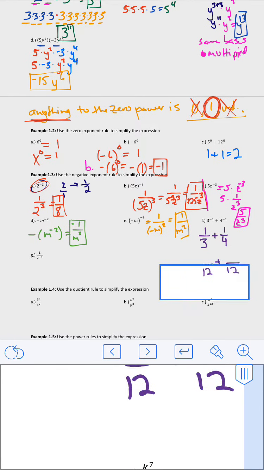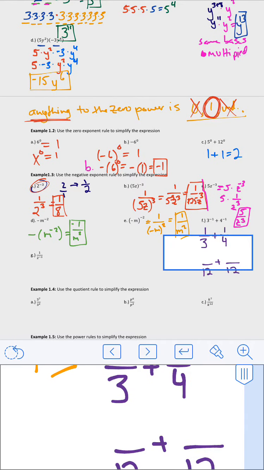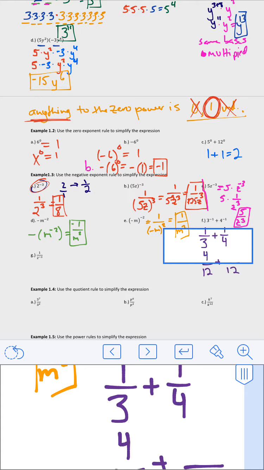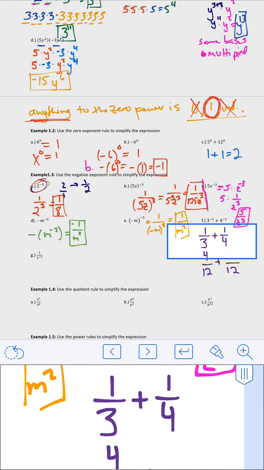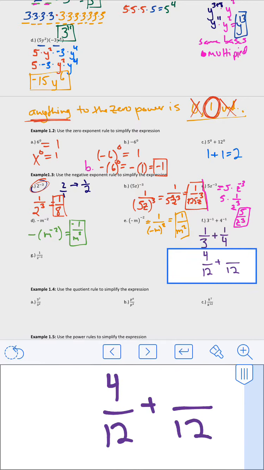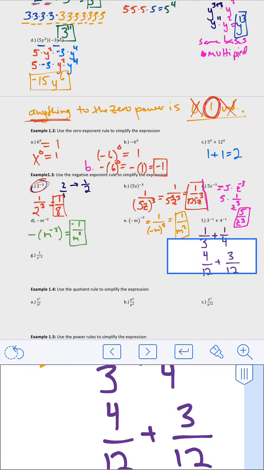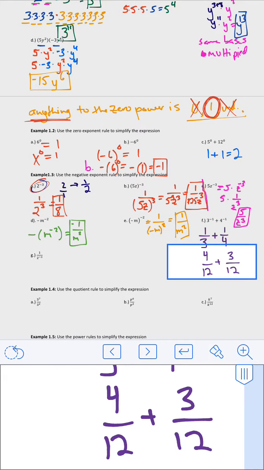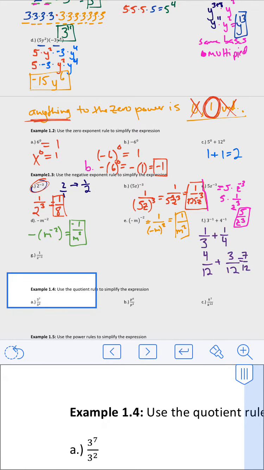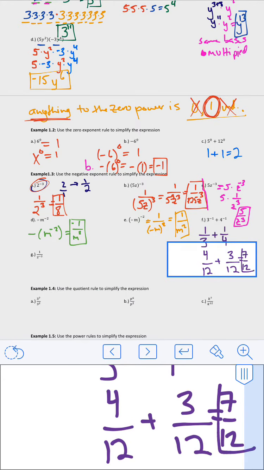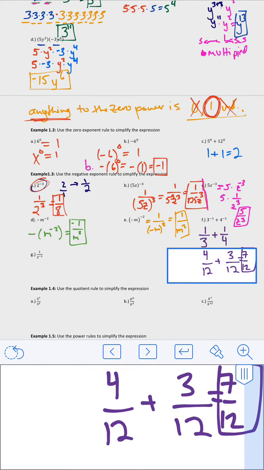So instead of 3, I'll do 12. In order to get a 3 to a 12, I've got to have 4 of them. So 1/3 is the same thing as 4/12. And then I'll do the same thing over here. In order to get a 4 to a 12, I need to times it by 3, or in other words, a 1/4 is the same thing as 3/12. Now that they have the same base, I have 4/12 and 3/12. I have 7/12. There's our answer, 7/12. Nice.